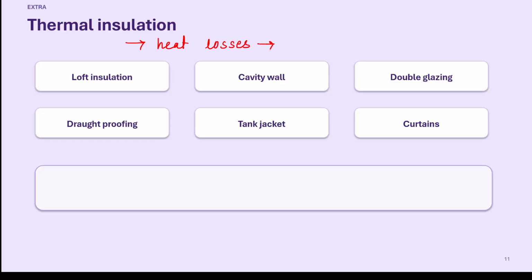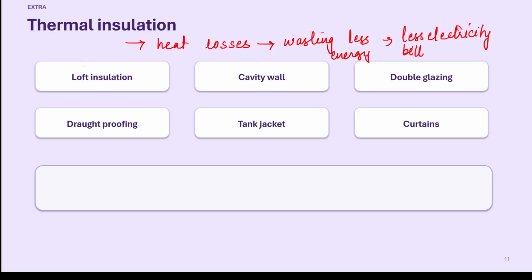If you have less heat losses, you'll be wasting less energy. If you're wasting less energy, what would happen? Less electricity bill, so you'll be saving some money. Okay, and also you will be helping the environment, because remember we create electricity by burning renewable or non-renewable resources, so they are affecting the environment.